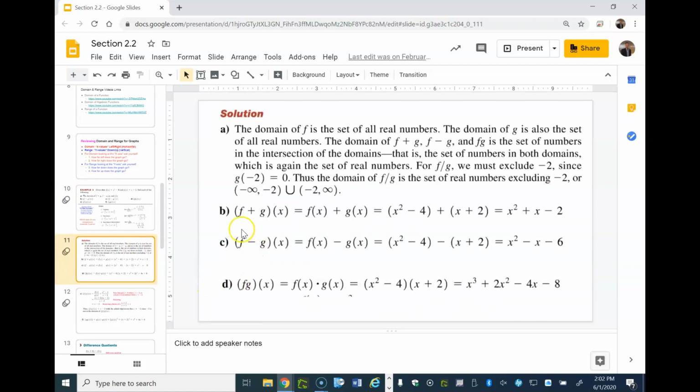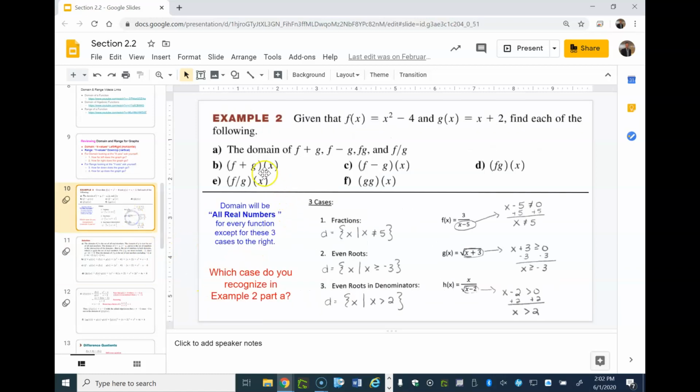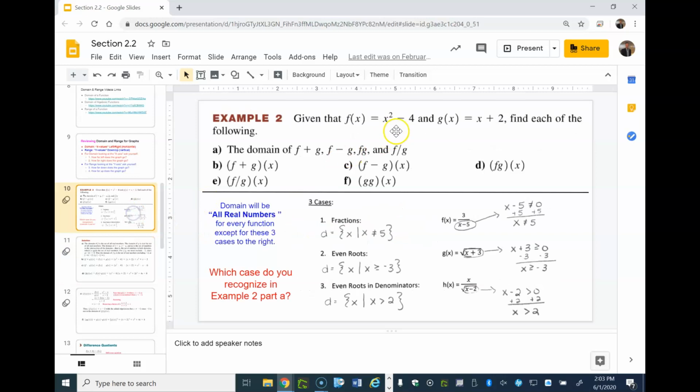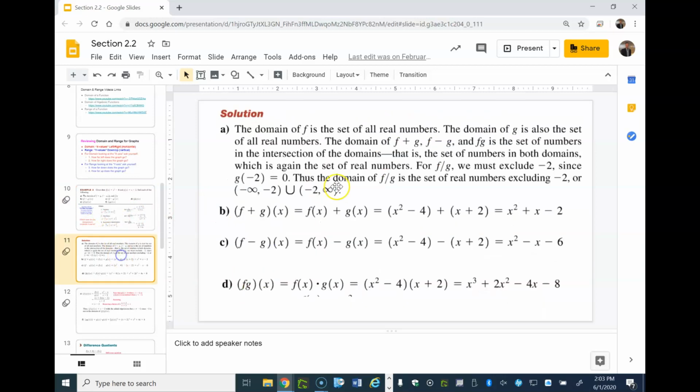So a few examples. For each one of these, they want you to find the domain when we add the two functions together, subtract them, multiply them, and divide them. So if I'm adding f and g, f is x squared minus 4, and g is x plus 2. It wants us to add them together. If I'm adding them together, x squared minus 4 plus x plus 2, this is going to be my answer, x squared plus x minus 2.